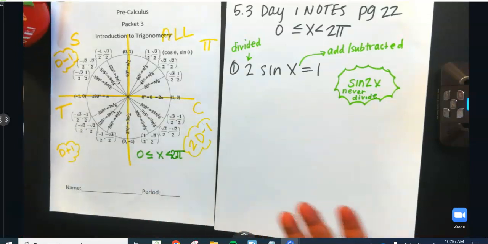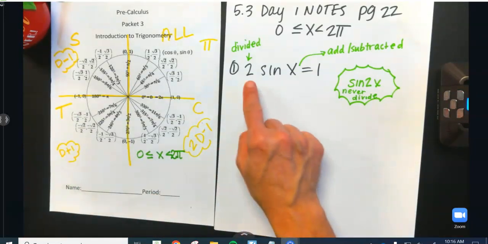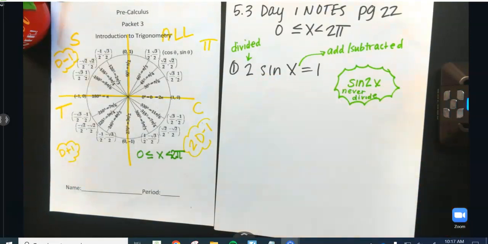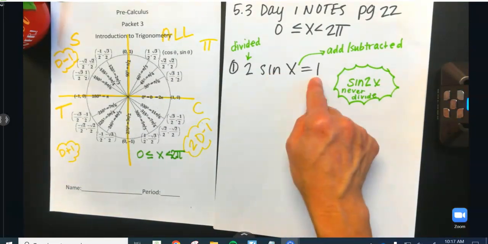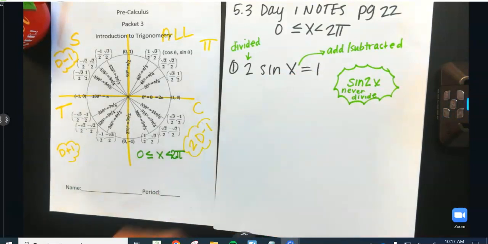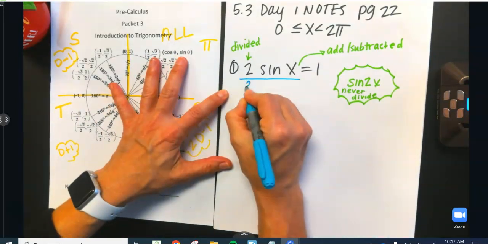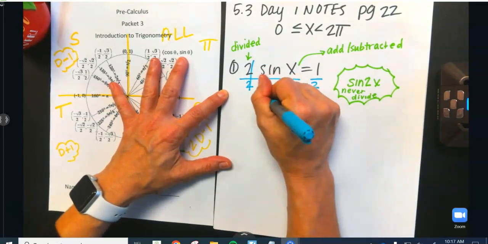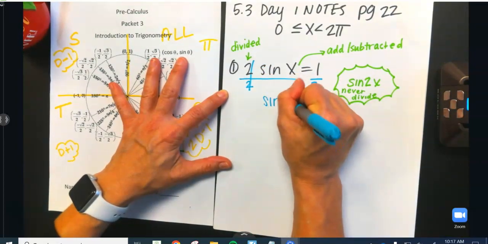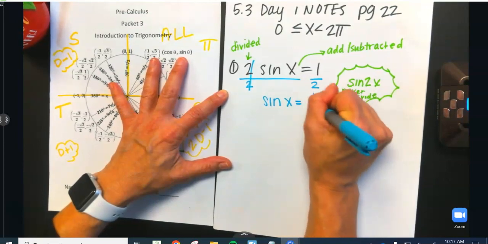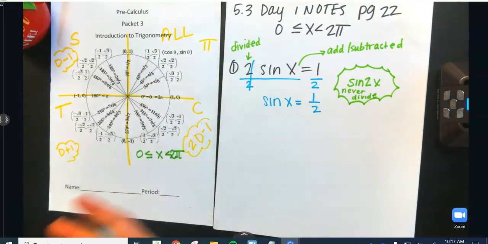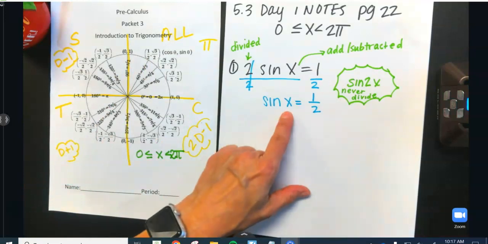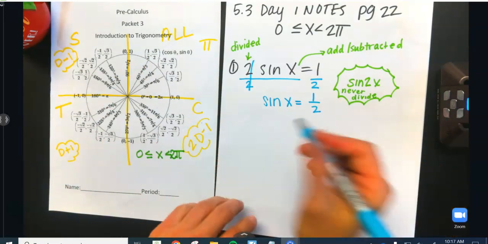Okay. Y'all, this is like a one-step equation. This is just like 2x equals 1. We're going to solve for x. So we're going to divide both sides by 2. And the 2 over here on the left is going to cancel out. So we have solved the trig function: sine x equals 1/2. But we're not done solving. We need to know the value for x.